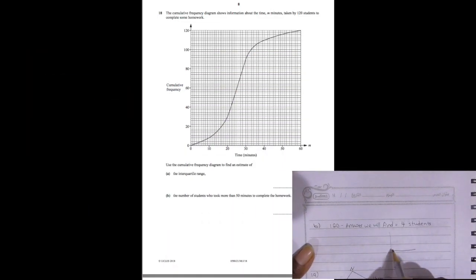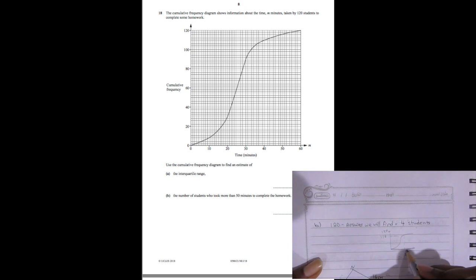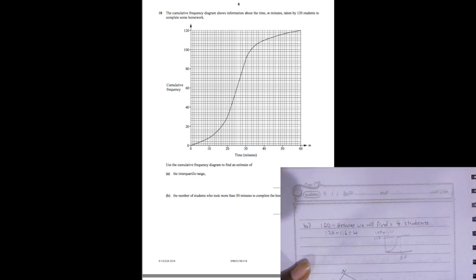Now the school, right? We're trying to find the number of students that completed the homework in more than 50 minutes. So we're going to go to 50 minutes. We go up and find where the graph cuts the 50, and that's at 116 frequency, or 116 students. So then you do 120 minus 116, that gives you 4. So a total of 4 students ended up taking more than 50 minutes.